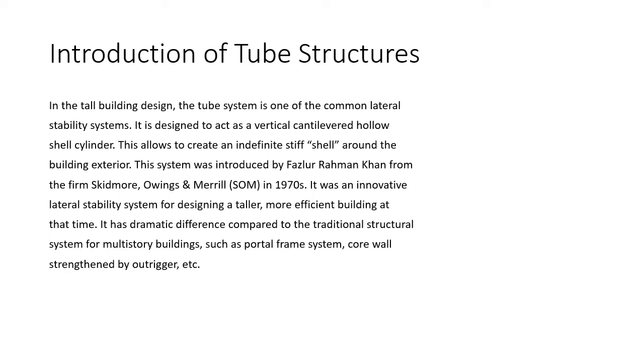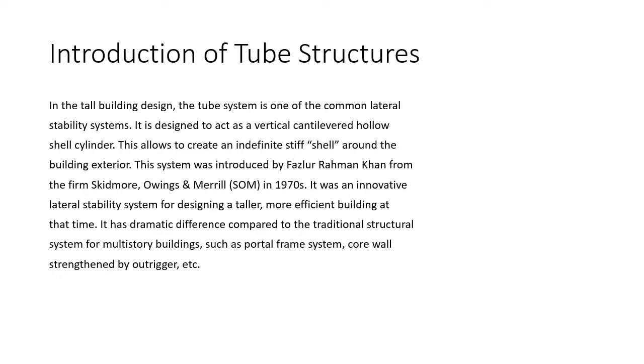Introduction of tube structures. In tall building design, the tube system is one of the common lateral stability systems. It is designed to act as a vertical cantilever hollow shell cylinder. This allows to create an indefinite stiff shell around the building exterior. The system was introduced by Fazlur Rahman Khan from the firm Skidmore, Owings and Merrill in the 1970s. It was an innovative lateral stability system for designing a taller, more efficient building at that time.